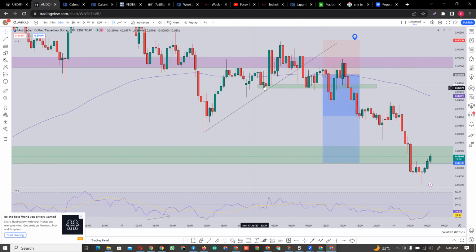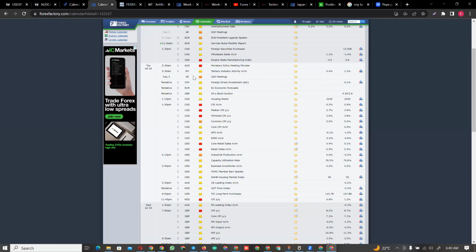I now came and marked this support. This is a support. When the market came up here, you see, we started rejecting. If the market is coming down and rejecting, coming down and rejecting again, coming down and rejecting again. Oh, I didn't show you the CAD news by 1:30. That's the news by 1:30. That's the news, CAD CPI news.